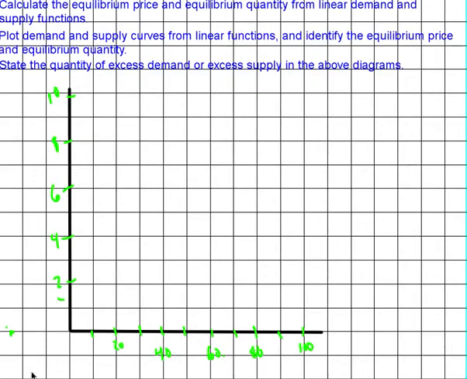Okay, so in this lesson, we want to look at calculating the equilibrium price and quantity from linear demand and supply functions. We want to be able to plot those curves out, identify the equilibrium price and quantity, and then state the quantity of excess demand or excess supply in a diagram.